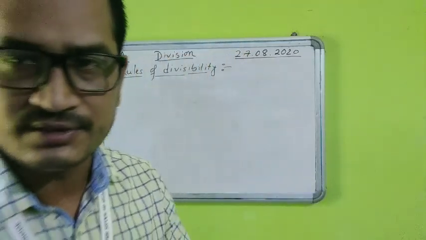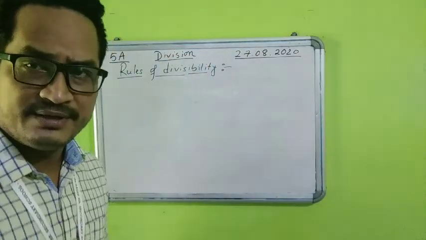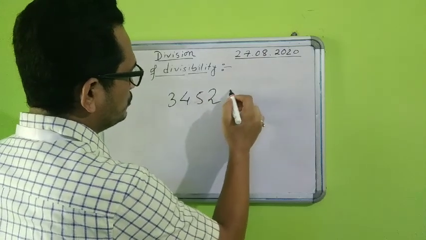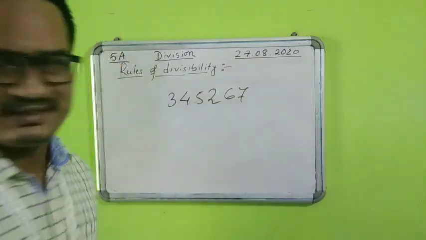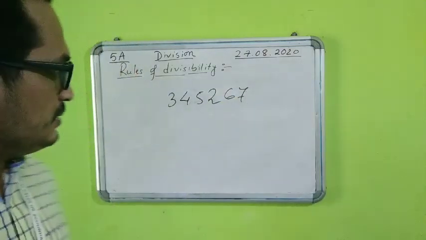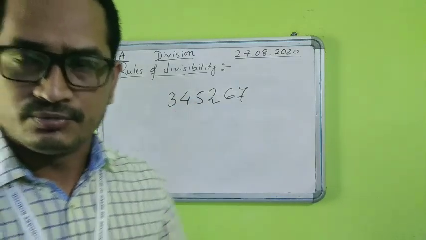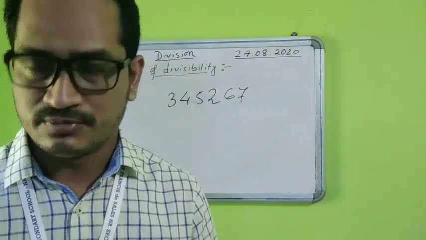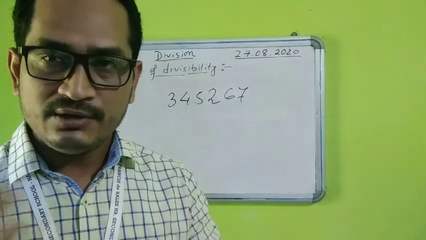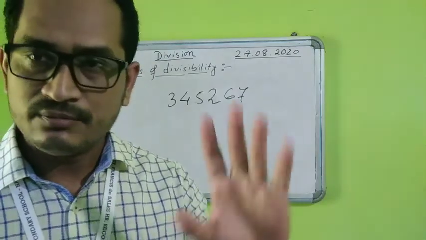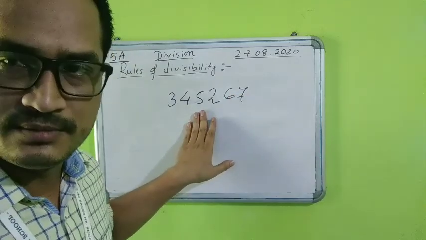Let us understand first. Suppose we have a large number, say a 6-digit number, 3, 4, 5, 2, 6, 7. Now if I ask you whether I can divide this number by 2, that means whether it is divisible by 2. Divisible means, students, when you divide this number by 2, the remainder should come 0. Then we will call this number divisible by 2.